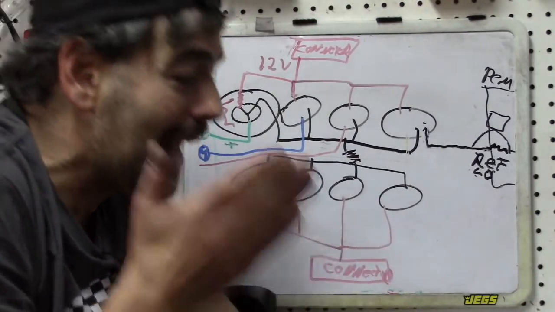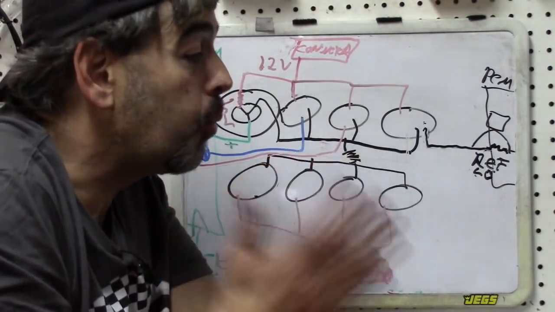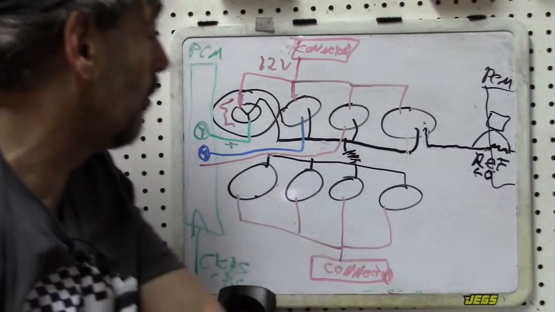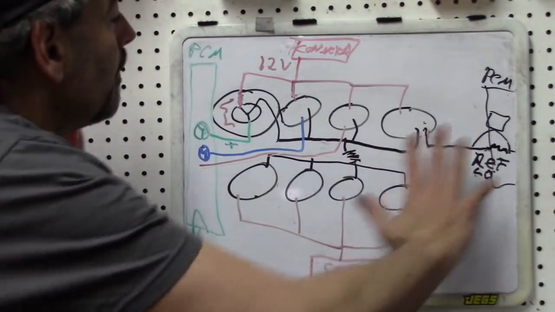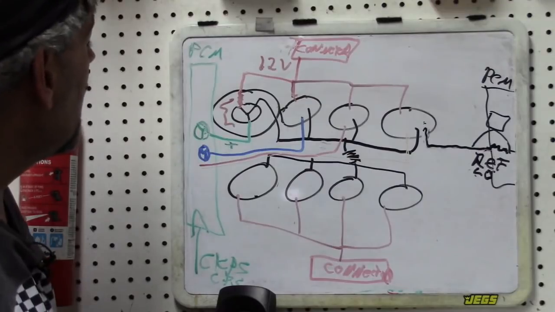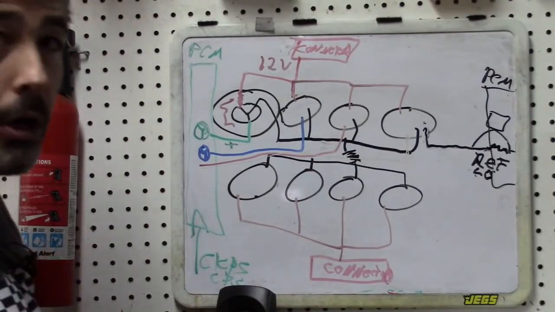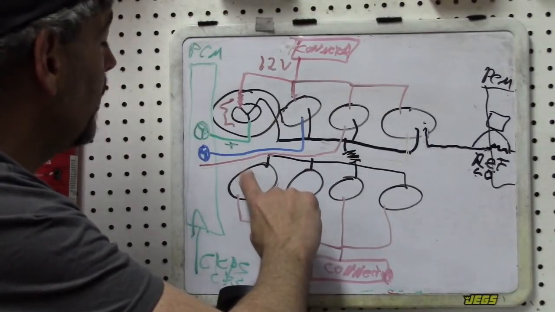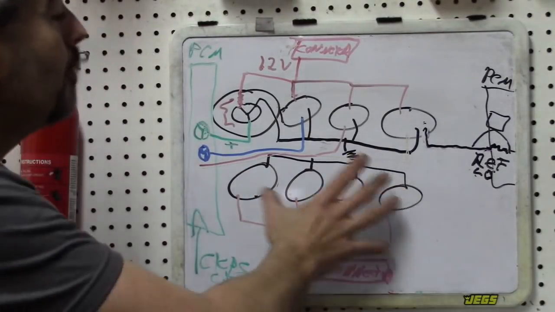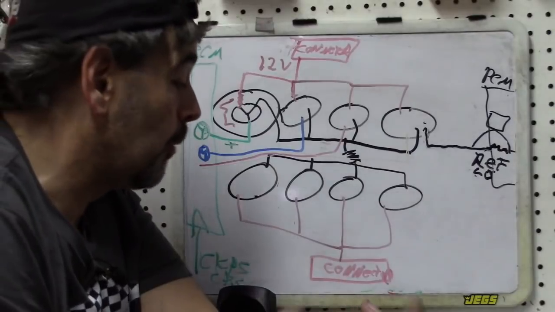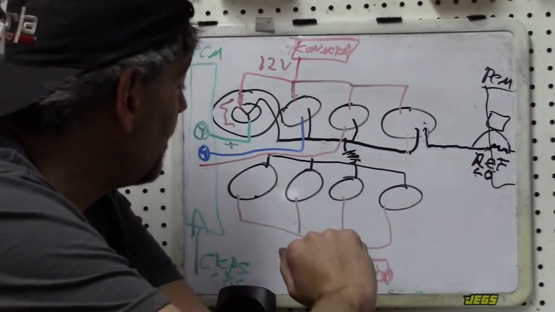All I know is it has to be a way for the PCM to measure that coil fired. Now, that diagram probably looks a little bit complicated. It would be even more complicated because, remember, we also have the same thing going on this bank with different wire colors, but it would be the same thing.